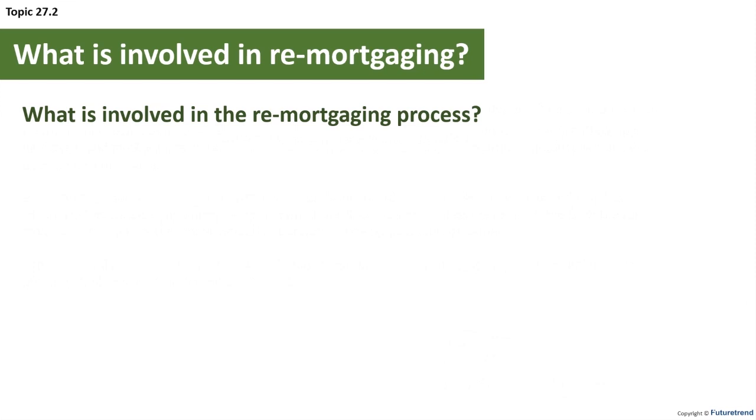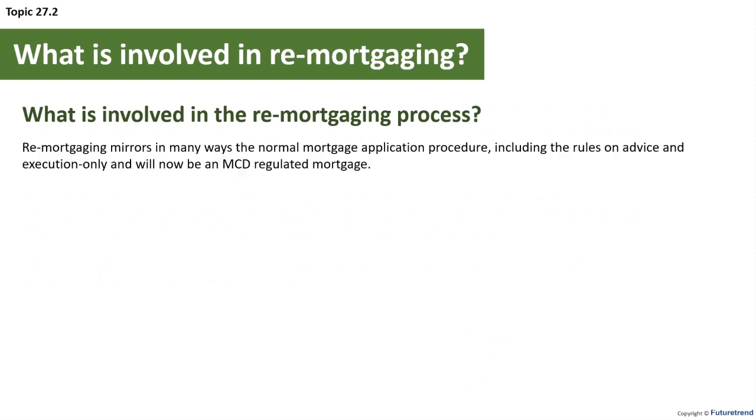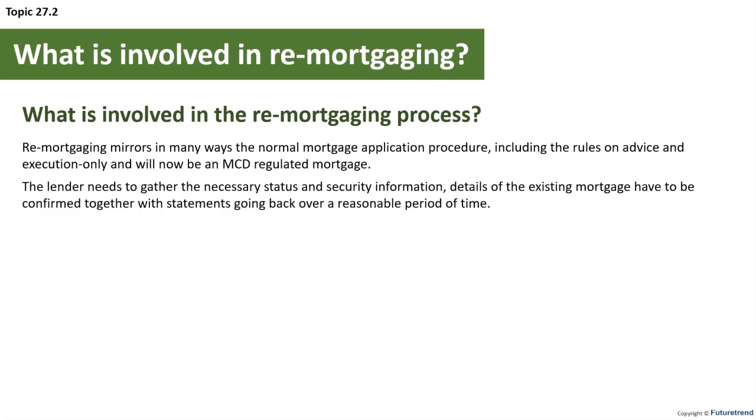What is involved in the remortgaging process? Remortgaging mirrors in many ways the normal mortgage application procedure, including the rules on advice and execution only, and will now be an MCD-regulated mortgage. The lender needs to gather the necessary status and security information. Details of the existing mortgage have to be confirmed together with statements going back over a reasonable period of time.